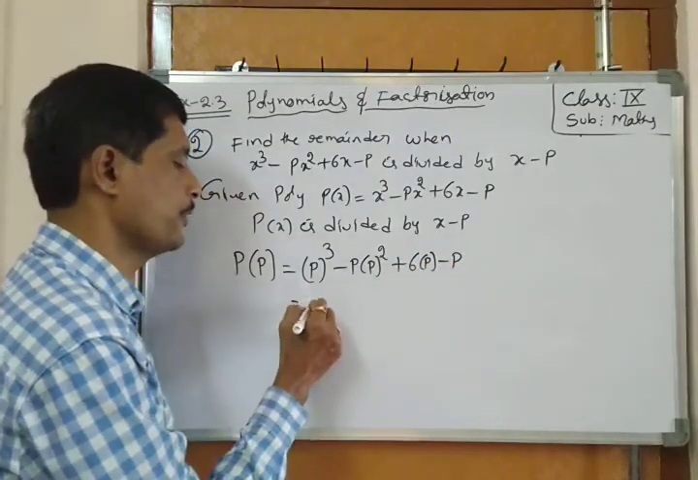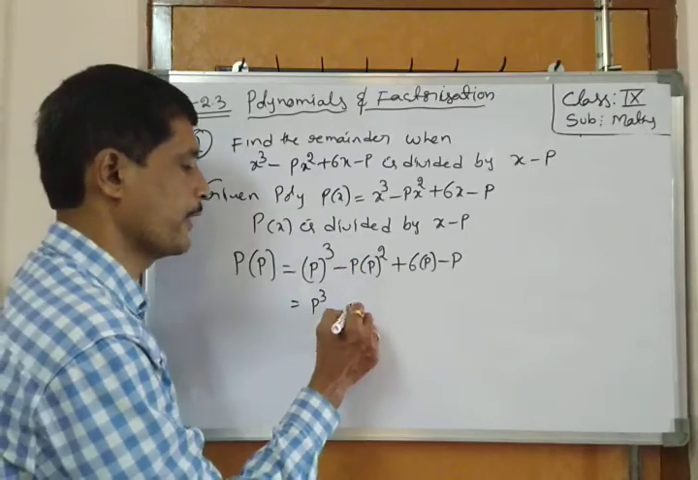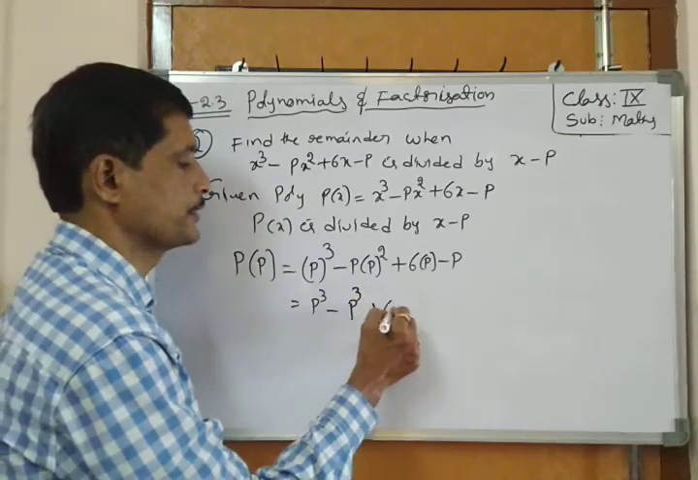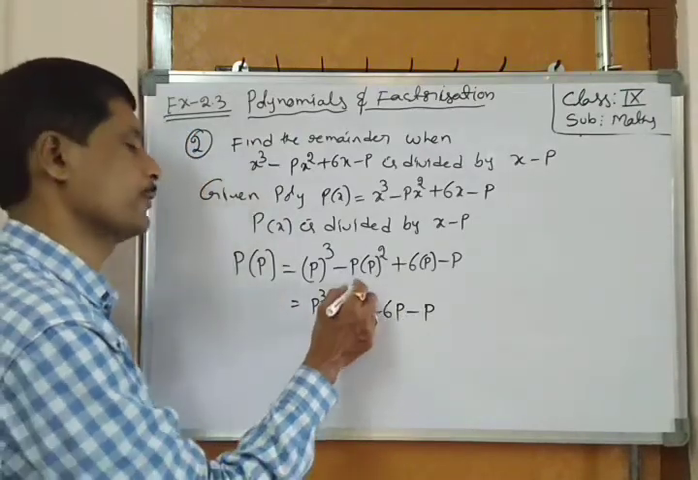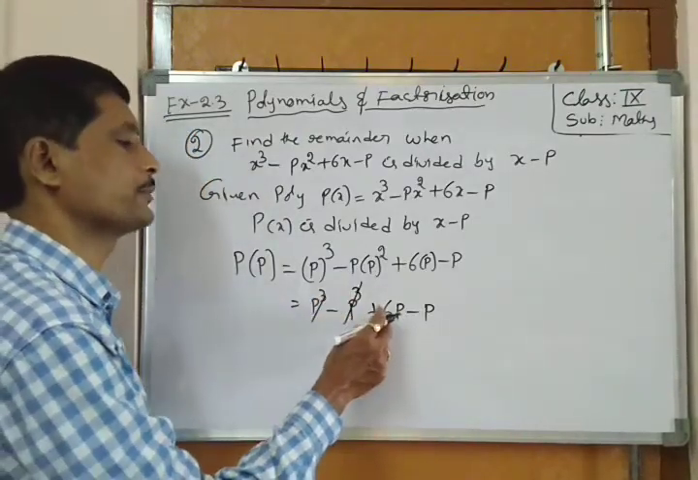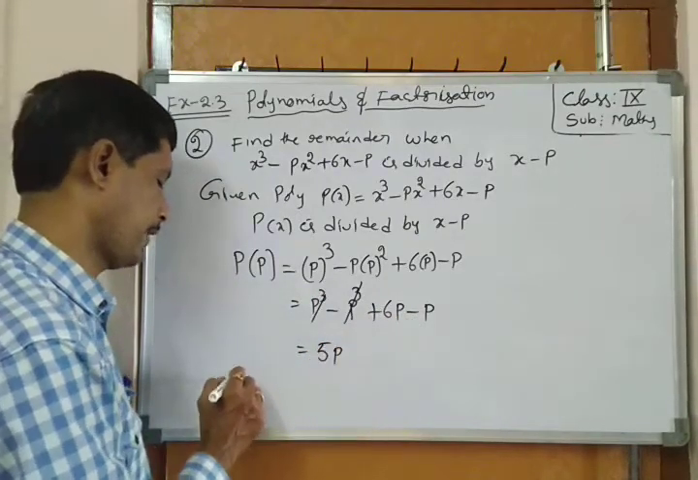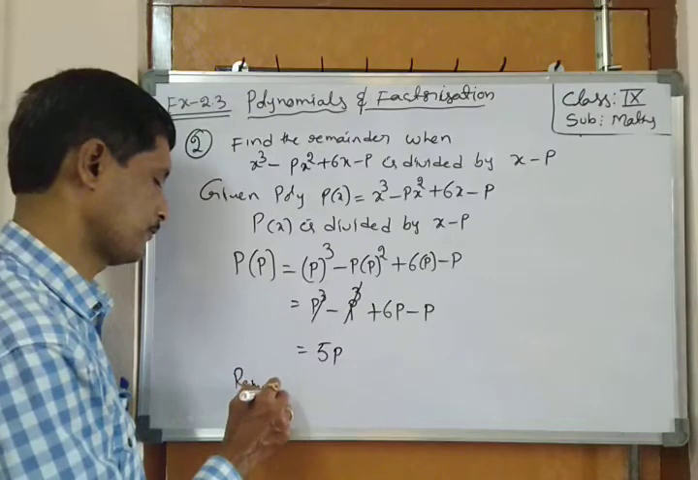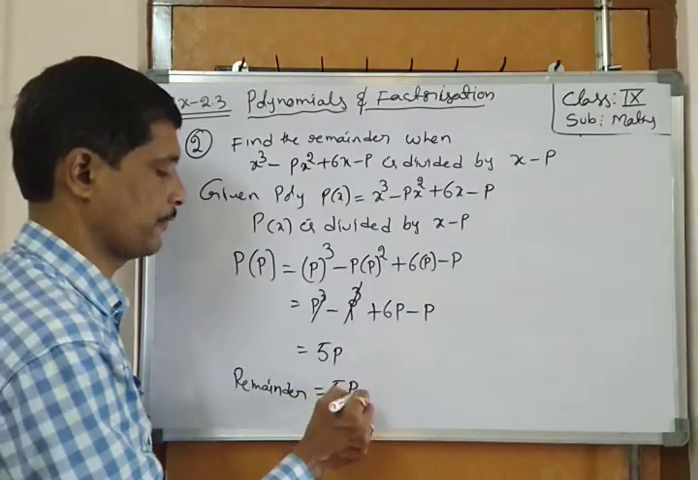Here p whole cube is p cube. Here p square into p is p power 3. Next 6p minus p. Here p cube minus p cube, both get cancelled. Here 6p minus p is 5p. Therefore the remainder equal to 5p.